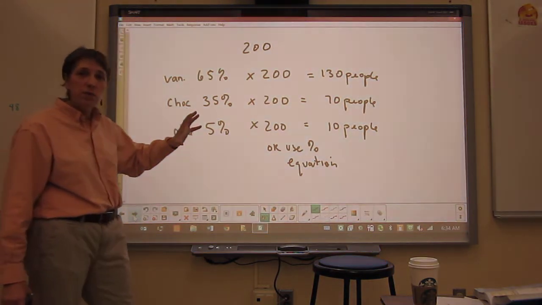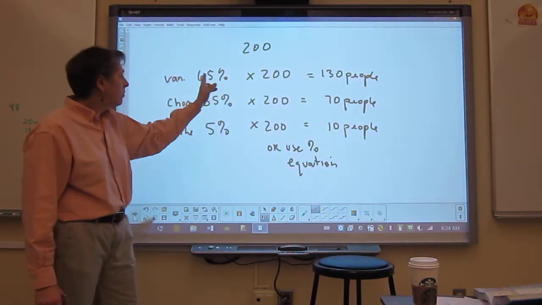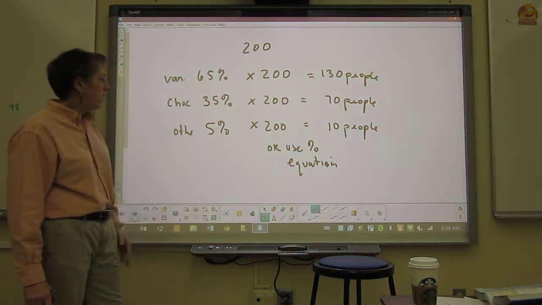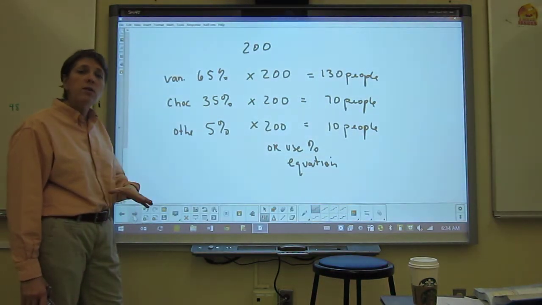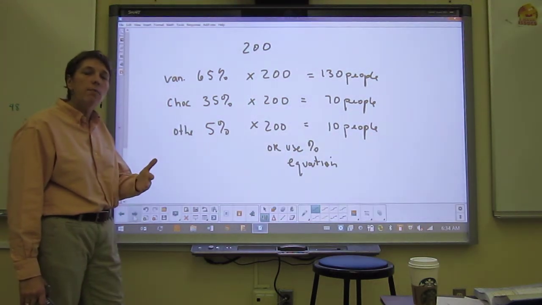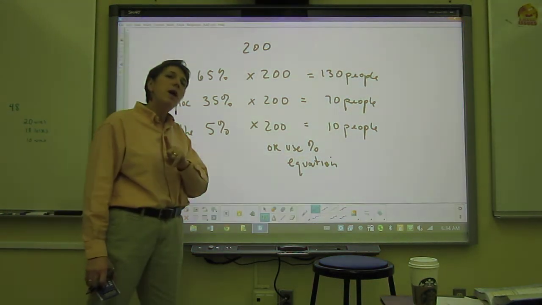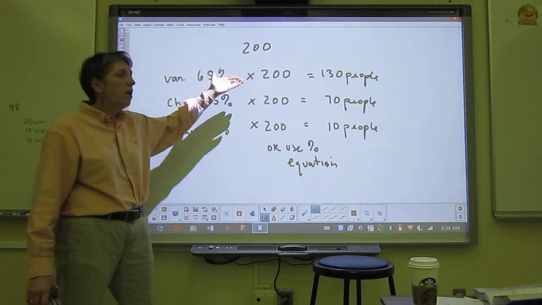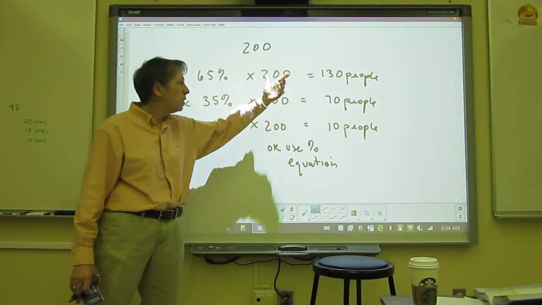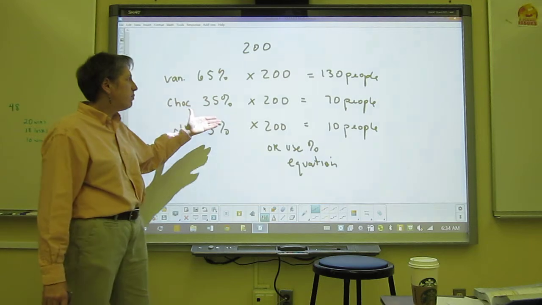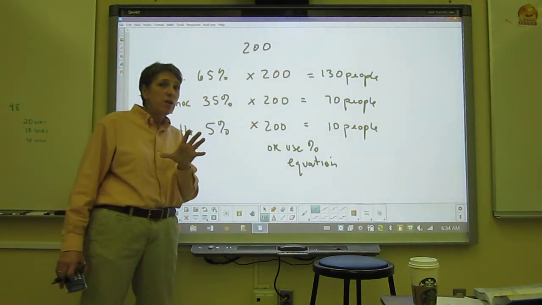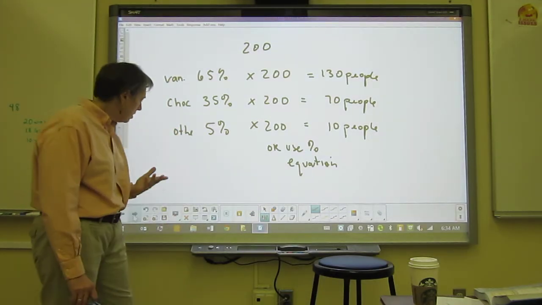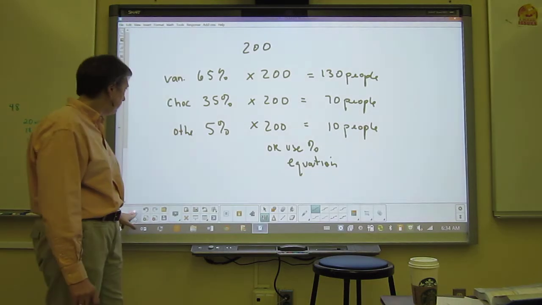So you could have done this using the percent equation or simply multiplying. For the vanilla, you should have had 130 people. For the chocolate, 70 people. And for the other, 10 people. Now, some of you might have seen the shortcut. Oh, it's out of 100, so I multiply it by 2. But it won't always be that simple, so you have to be careful. Because you could have said, okay, 65% of 100 is 65, people times 2 is 130. 35% of 200: 35% of 100 is 35, and I've got 200 people, so it's times 2, which is 70. So it's another way of looking at it, a shortcut.